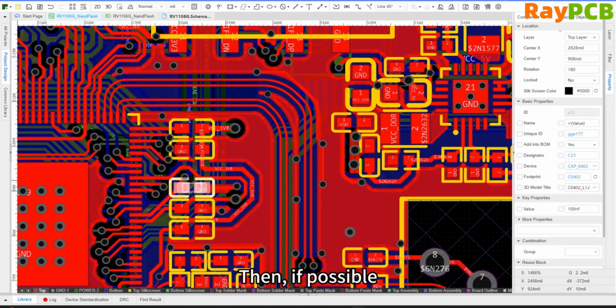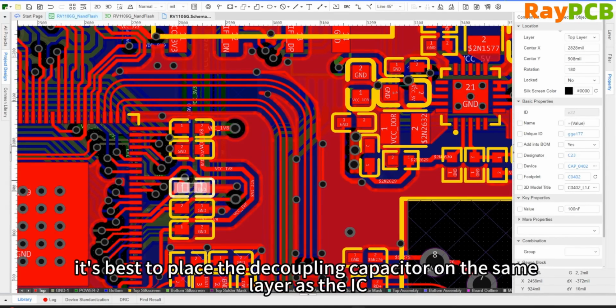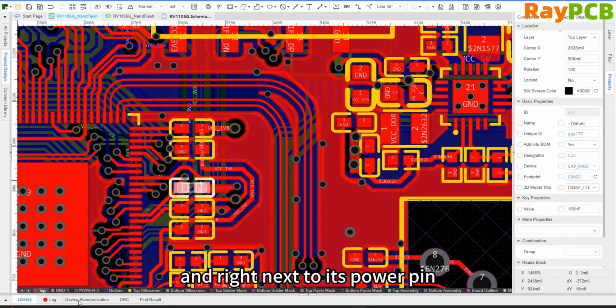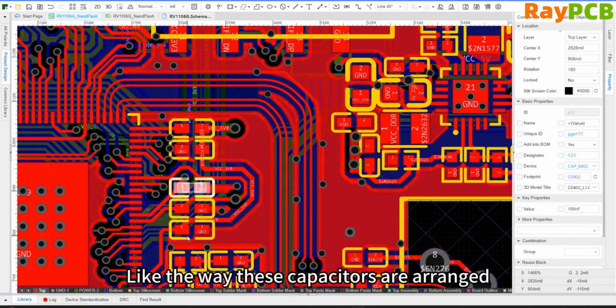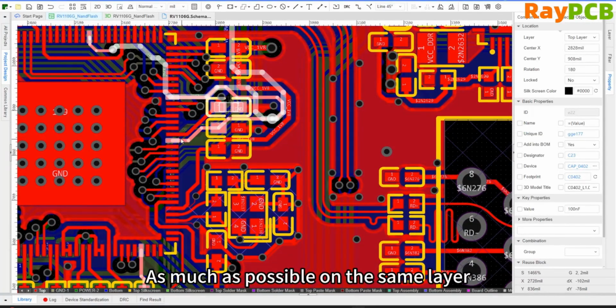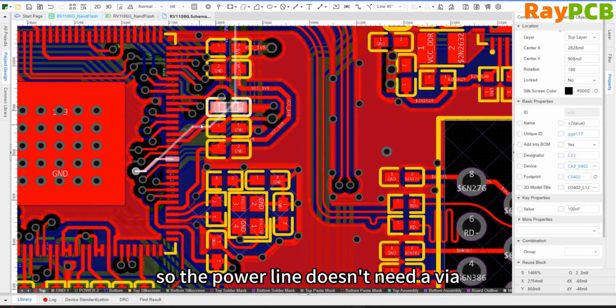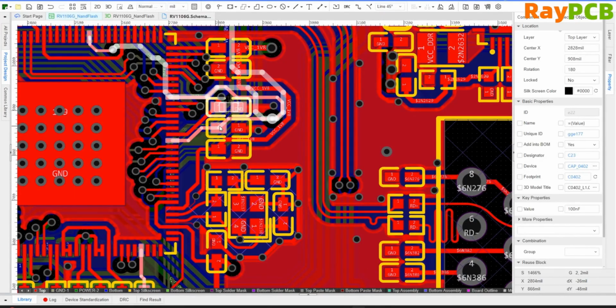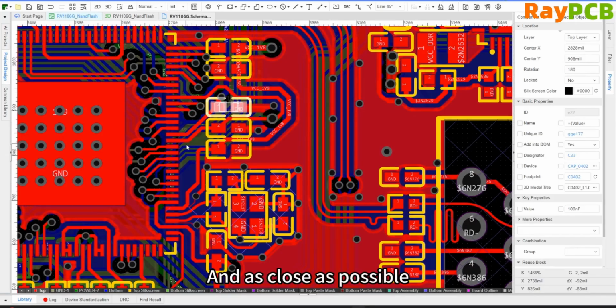If possible, it's best to place the decoupling capacitor on the same plane as the IC and as close as possible to its power supply pin. The placement of these capacitors follows this principle, keeping them on the same plane as much as possible. This way, the power lines don't need to be routed through vias, which reduces the number of vias, and the capacitors can be placed as close as possible.